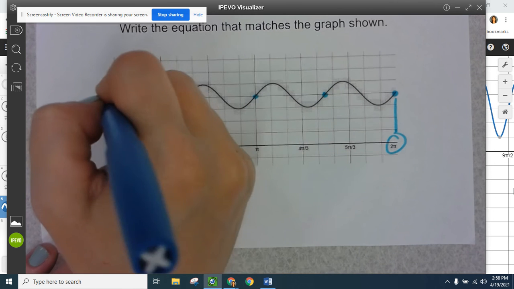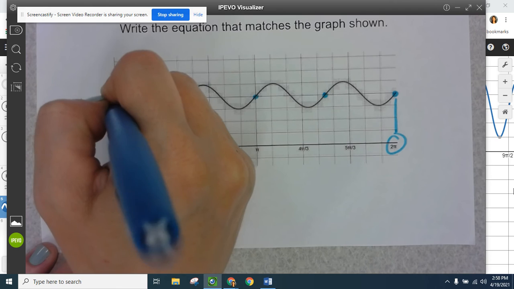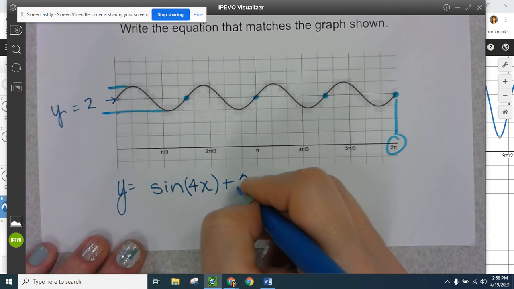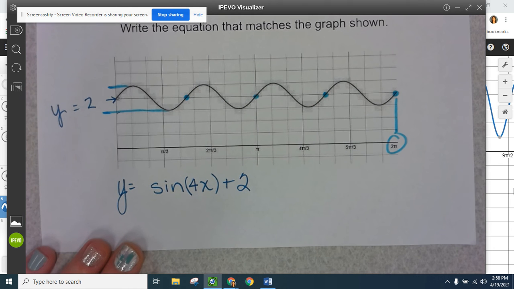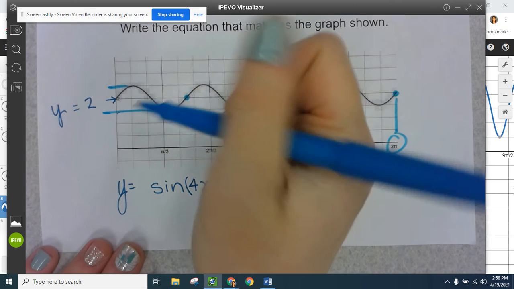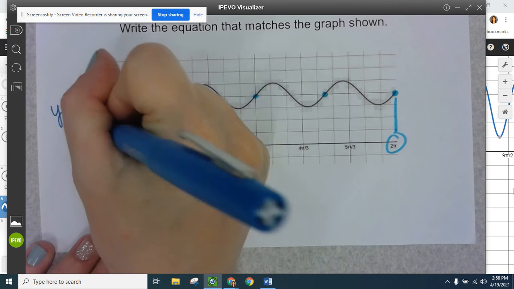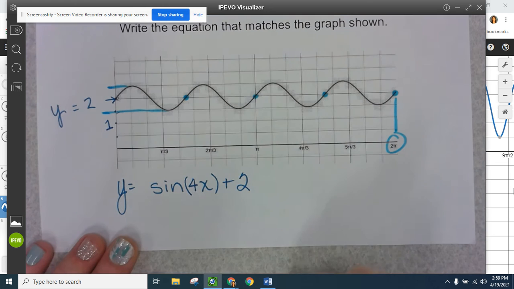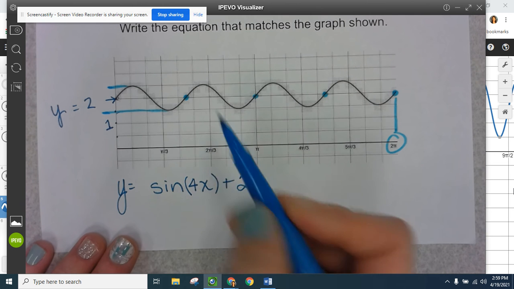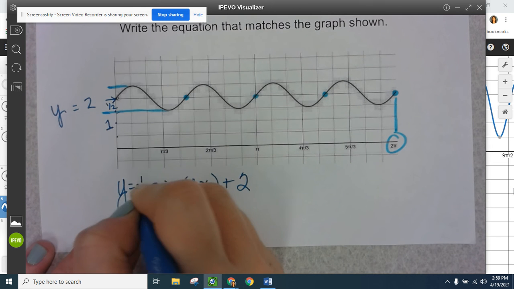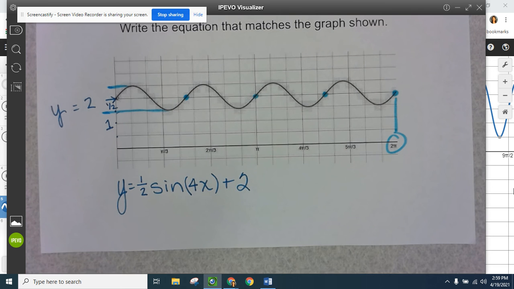All right, so here's my midline. This is at 2. So I know I'm going to have +2 at the end. Amplitude in this case, however, is not 1 because I have 1, 2, 3, 4 tick marks getting me up to 2, which tells me every other line is 1, or these in between are a half. So that would be my equation for my last function.